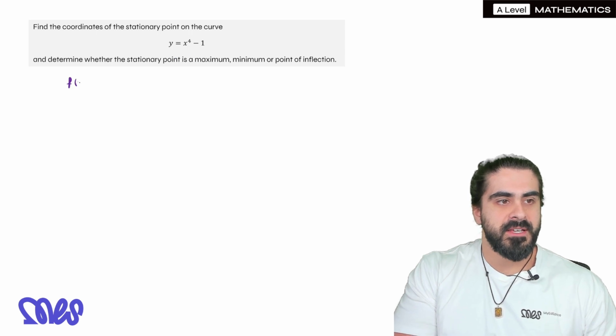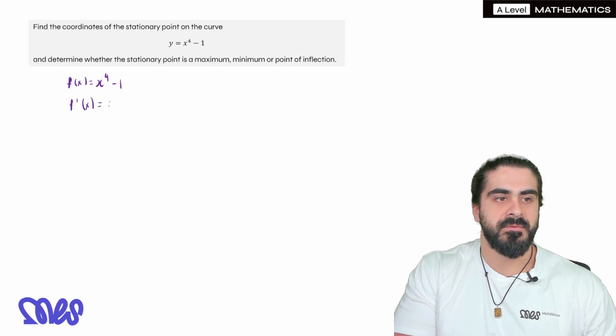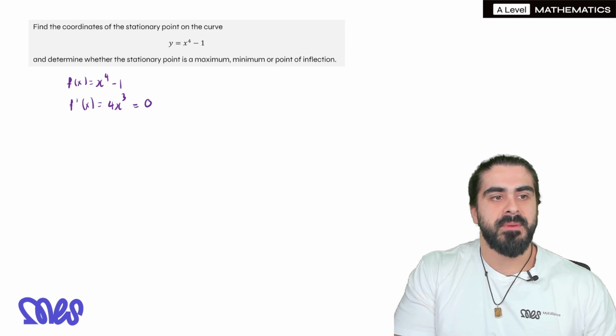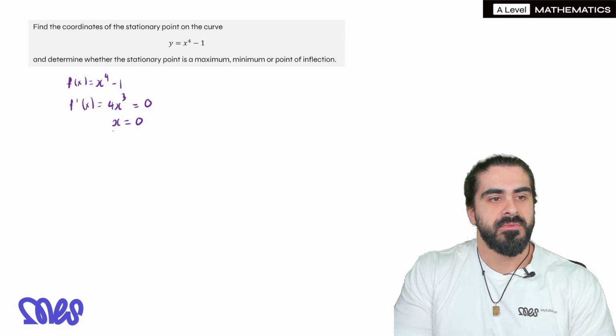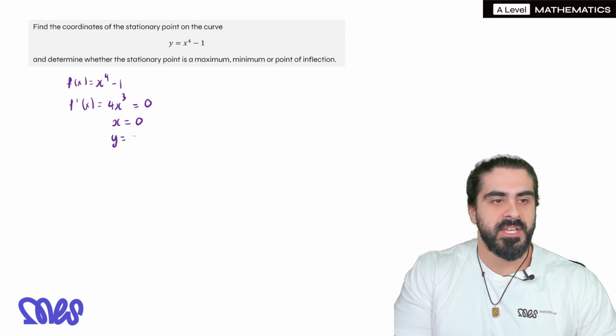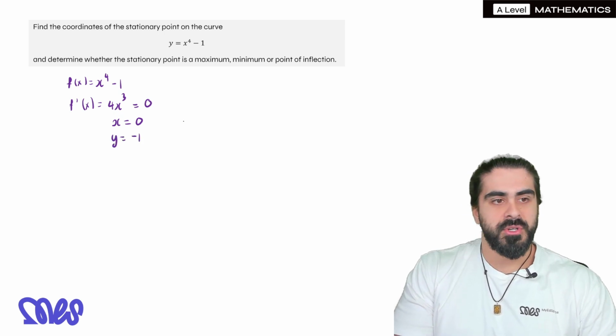Find the coordinates of the stationary point on this curve now. So if we take f of x to be x to the power of 4 minus 1, when we differentiate once, we get a nice easy 4x cubed. And we make that equal to 0, divide by 4 and cube root, we just get x is 0. Now, when you sub in x is 0, you just get minus 1. So our coordinate of the stationary point is 0, minus 1.